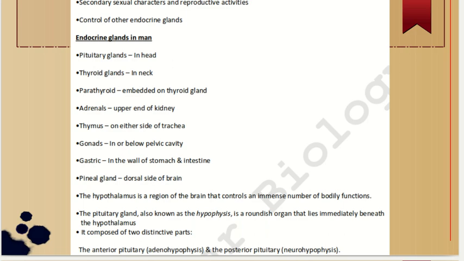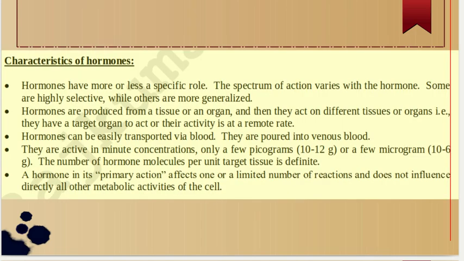The hypothalamus is a region of the brain that controls an immense number of bodily functions. The pituitary gland, also known as the master gland or hypophysis, is a roundish organ that lies immediately beneath the hypothalamus. The pituitary gland is composed of two distinctive regions: the anterior pituitary, which we call the adenohypophysis, and the posterior pituitary, which we call the neurohypophysis.